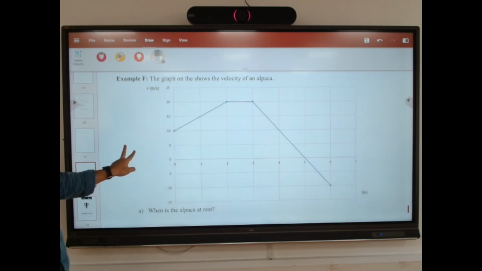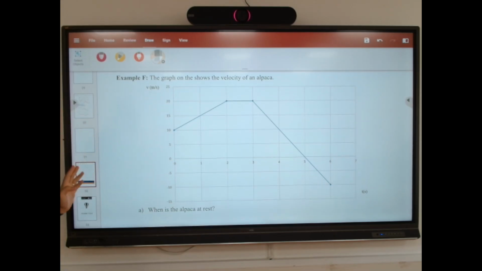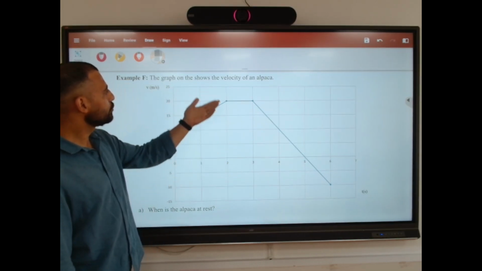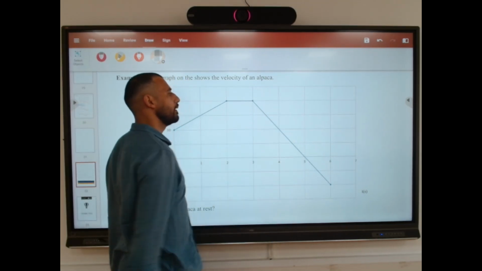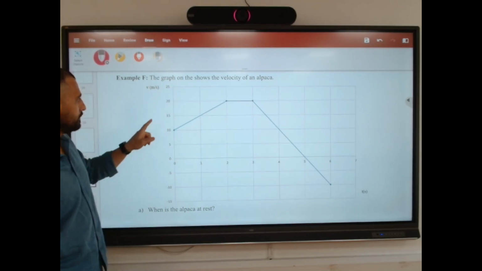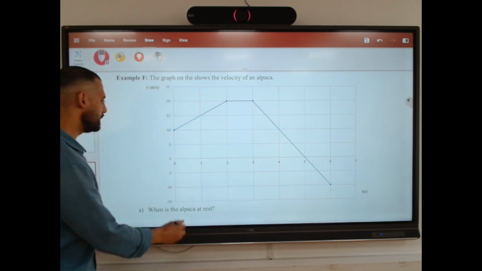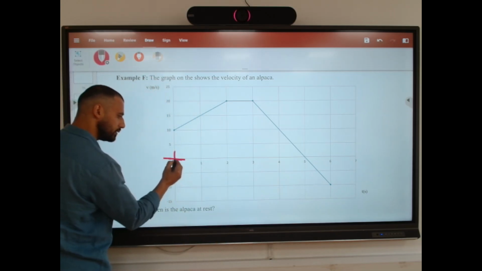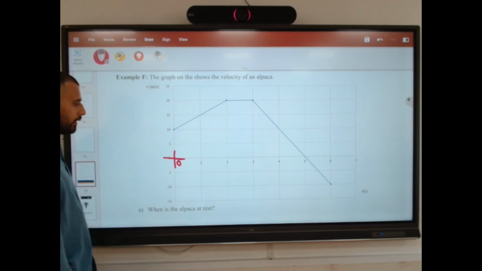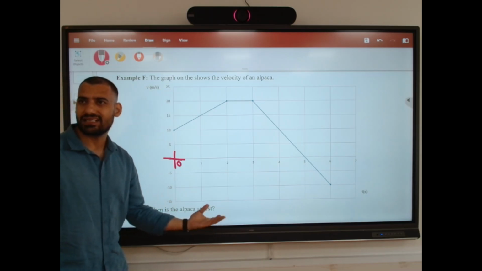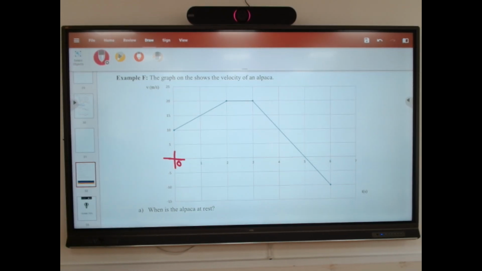Last question for the day, much easier, and I would like you to, for God's sake, solve this question. Do it here. The graph on the bottom shows the velocity of the alpaca. Okay. Now the question is the velocity time graph. See, please see, velocity versus time graph. Okay. This is the origin, 0. So the question is, when is the alpaca at rest? When is the alpaca at rest?